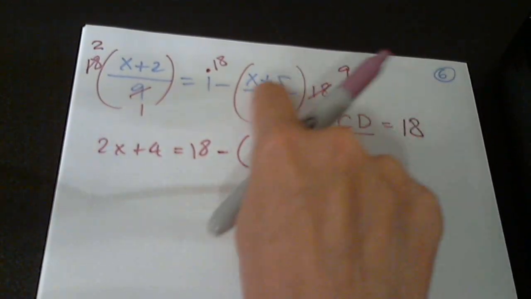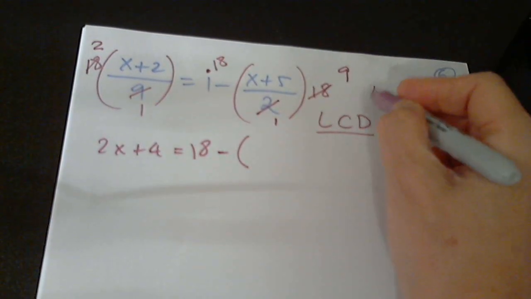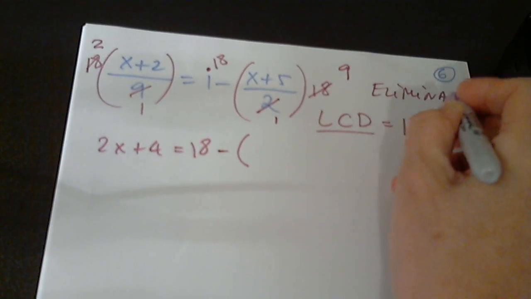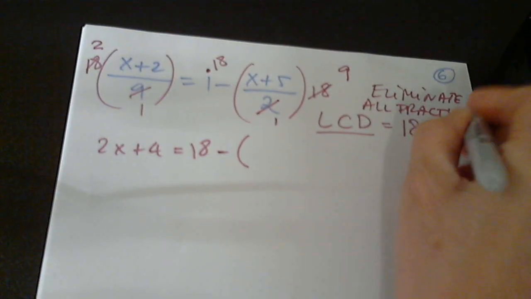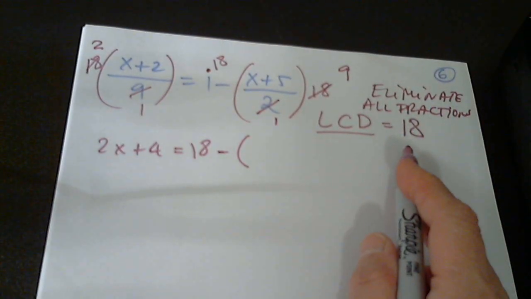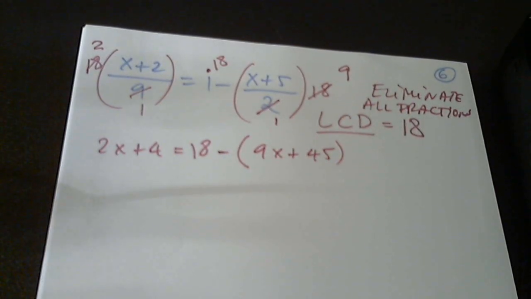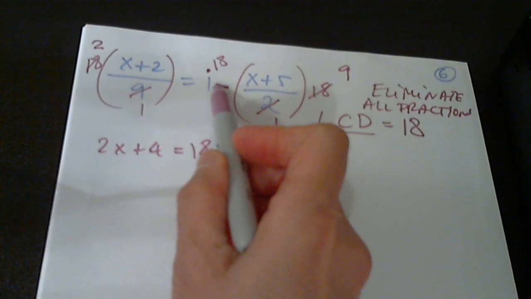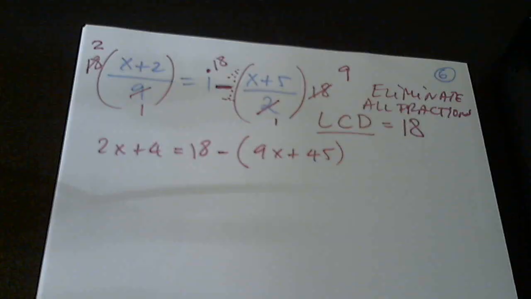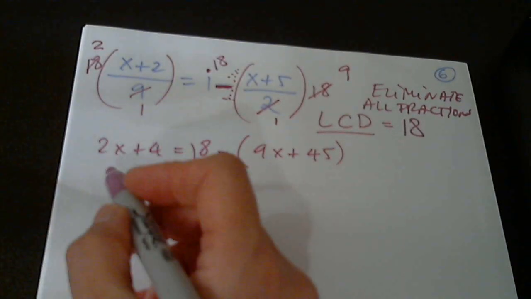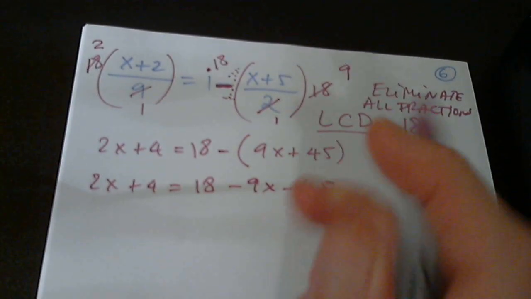I'm only going to distribute 9 to these two terms, because my idea was to eliminate all fractions by multiplying both sides by 18. So 9 times x plus 45. The reason I kept parentheses is because of this negative symbol, because there is a negative 1 in front here, and I have to distribute it now. So the left-hand side is 2x plus 4, then 18 minus 9x minus 45.